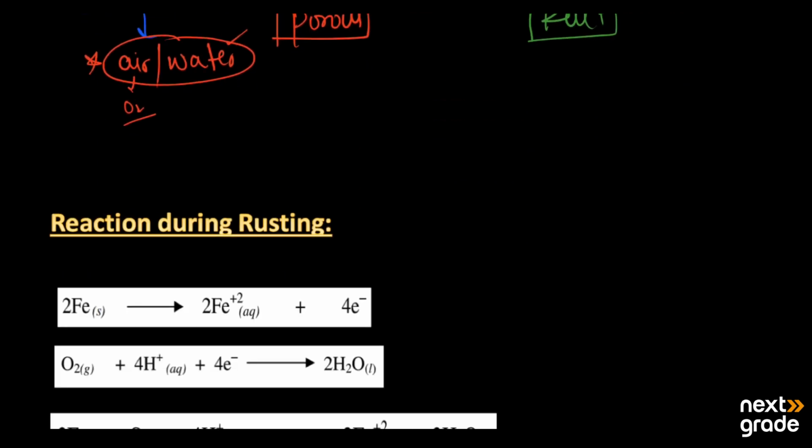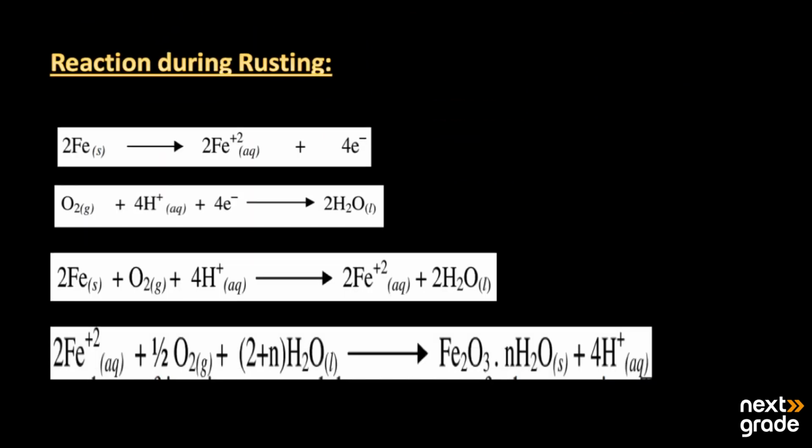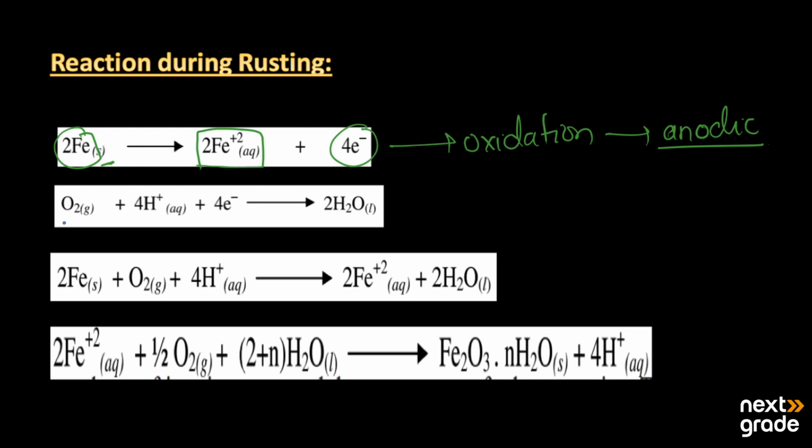In this way, the reaction that takes place during the rusting of iron occurs at the anodic region. Here the solid iron loses electrons and changes into Fe2+ by losing these electrons. So this is the process of oxidation, and it occurs at the anodic region. On the other hand, oxygen is also present in the air. It may come in contact with hydrogen, and 4 electrons are gained by this. This is the simple formation of water or moisture.